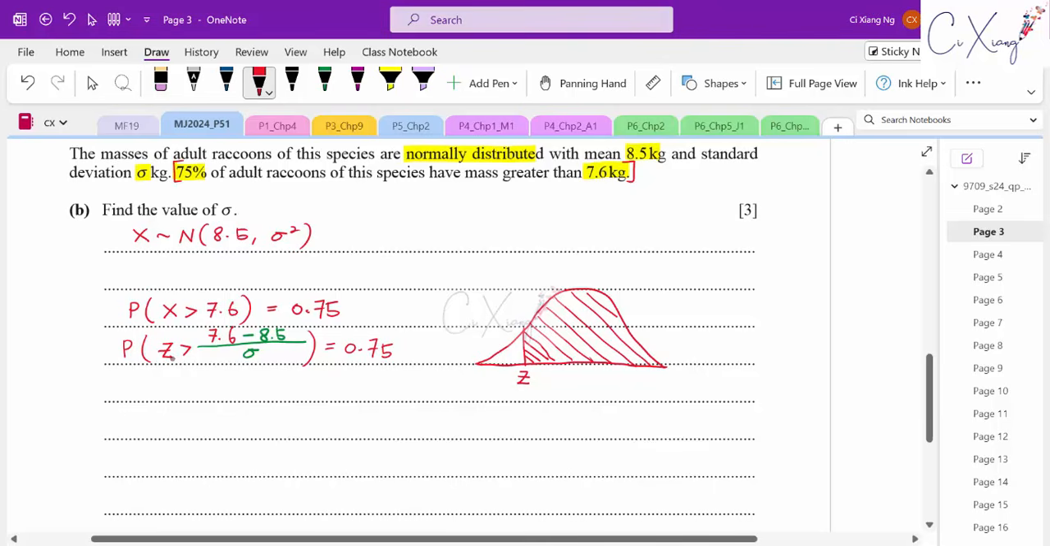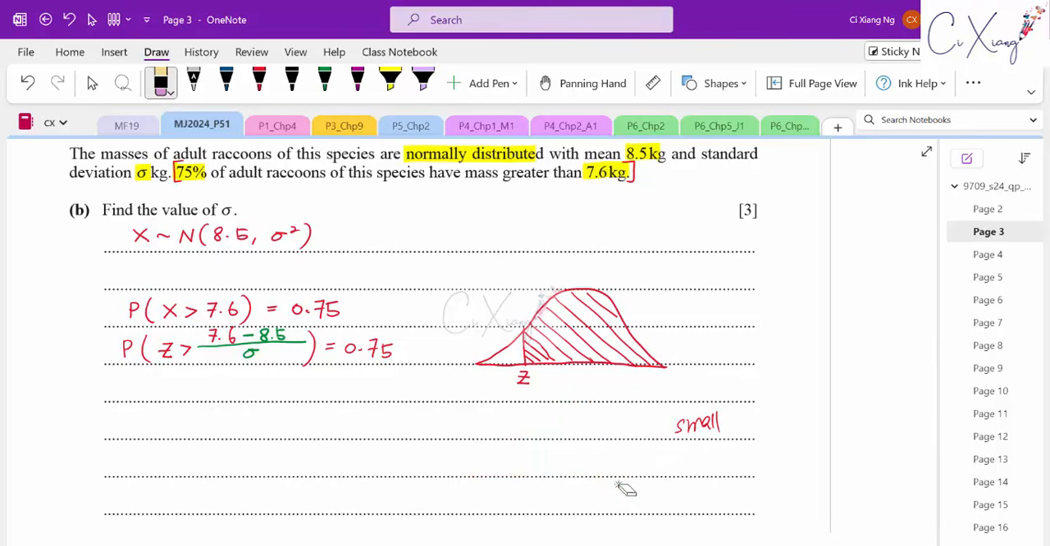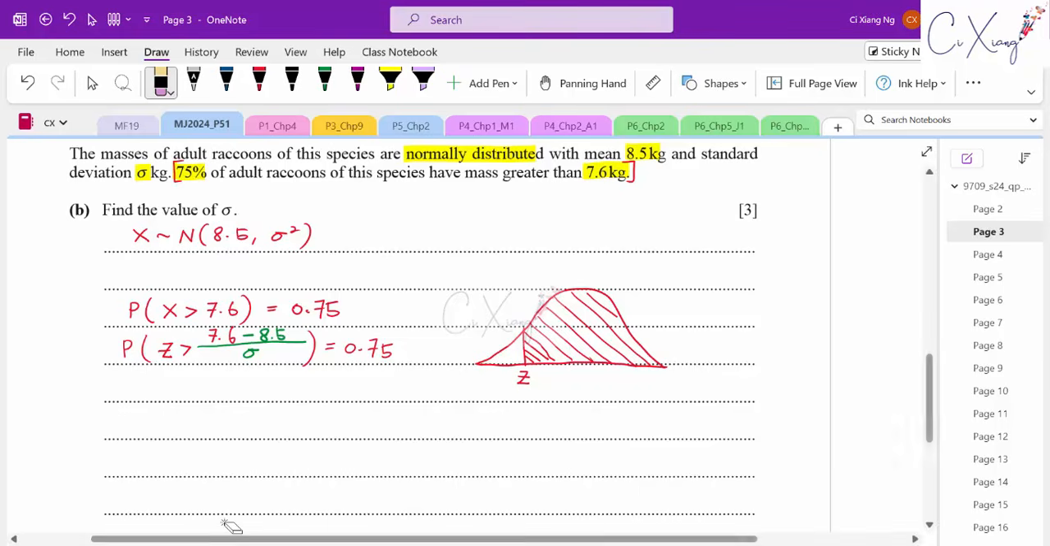Alright, some students will ask, why can it not be something like this? How about my Z is here, then on the right hand side? This one cannot, because you can see this area is small. It cannot be more than half, and 0.75 is already more than half. Okay, so therefore the first one is the correct graph, the second one is the wrong graph for this particular question, right? Okay, then now I know that this area is 0.75.